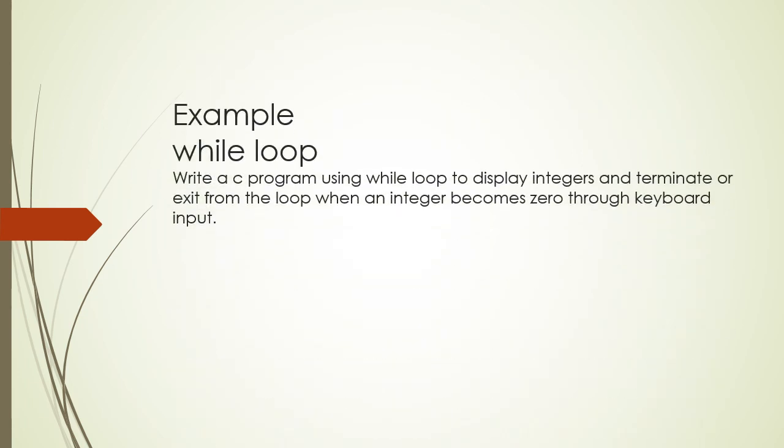So let us check an example here using the while loop. Write a C program using the while loop to display integers and terminate or exit from the loop when an integer becomes 0 through the keyboard input. So with this one, you type a number, then the program will begin from the number that you type.